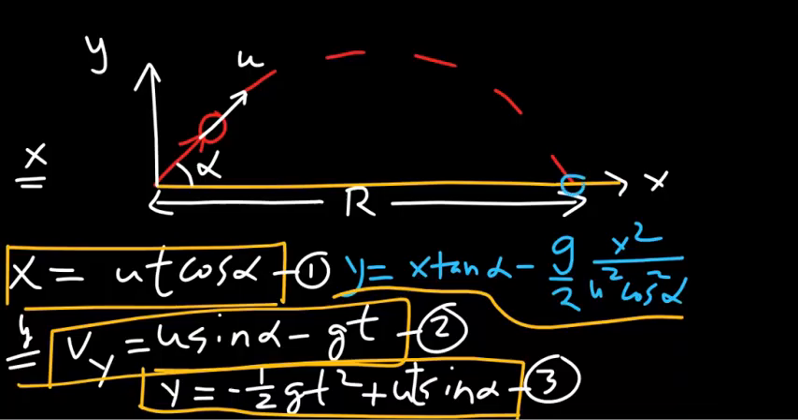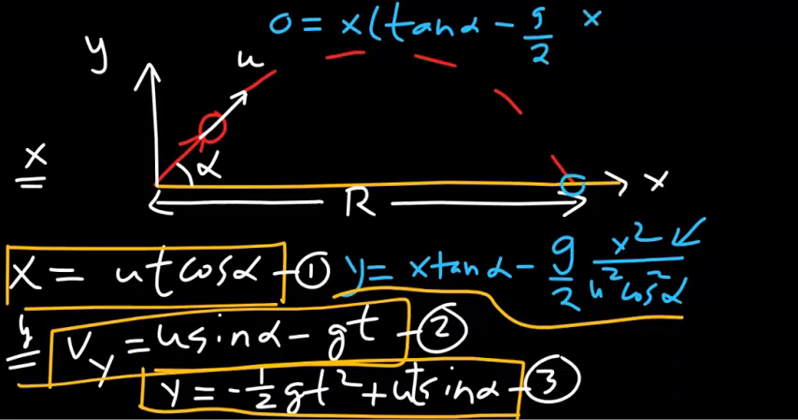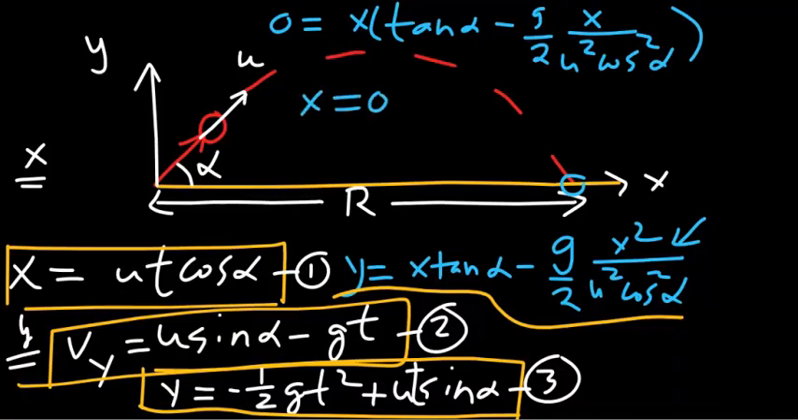At the point where it hits the ground, the y-coordinate is 0. So setting y equal to 0 here, we get 0 equals, let's take the x out, tangent alpha minus g over 2 x over u squared cosine squared alpha. So the value of x when y is 0 is the range. One solution is, of course, x equals 0. That corresponds to that point. We are not interested in that point. So let's look at the terms in the bracket.